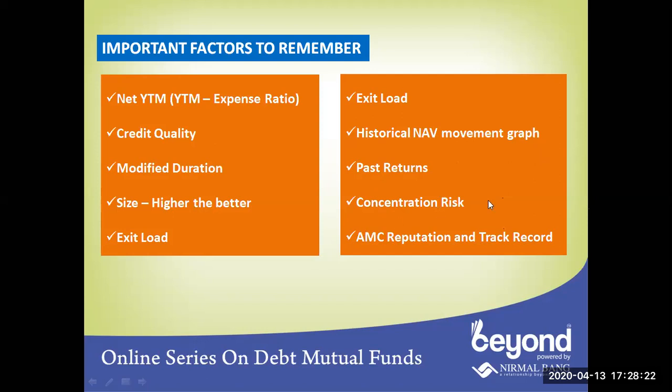And then the next is the concentration risk. As I explained, concentration risk in debt mutual funds matters a lot. If the fund is overweight on one paper and that paper defaults, it will be impacted much harder than other funds which hold a 1 or 2% exposure or have a small exposure. So concentration risk also matters a lot in debt mutual funds.